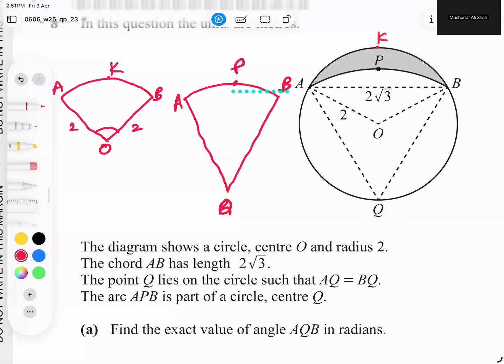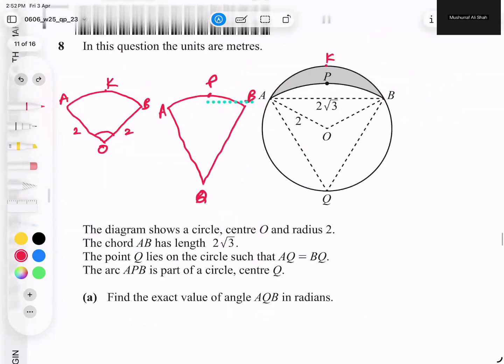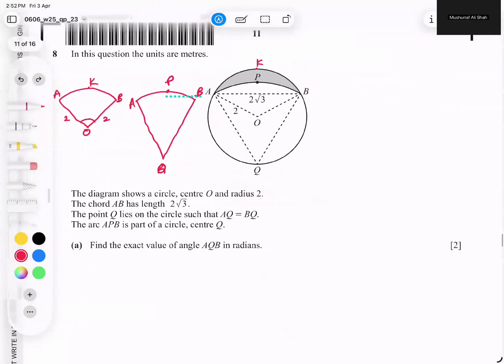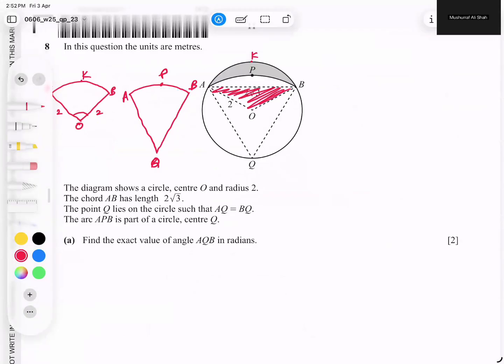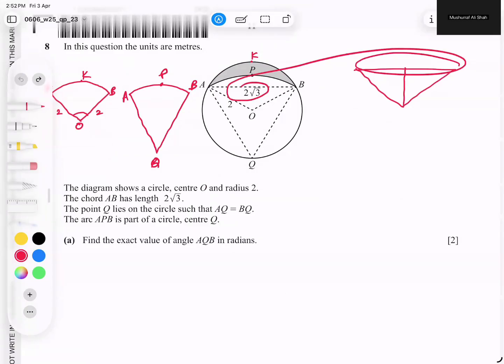So what is the planning in the question? He's saying job number one: exact value of AQB. So we are looking for this angle. How can we find this angle? If you remember, students, we have one method. If we look carefully, can you see this triangle? If I draw a perpendicular, this full gap is 2 root 3, so divided by 2, root 3 here and root 3 here. And this is a 2 gap, 90 degrees, 90 degrees. So in this way, I can find this theta.